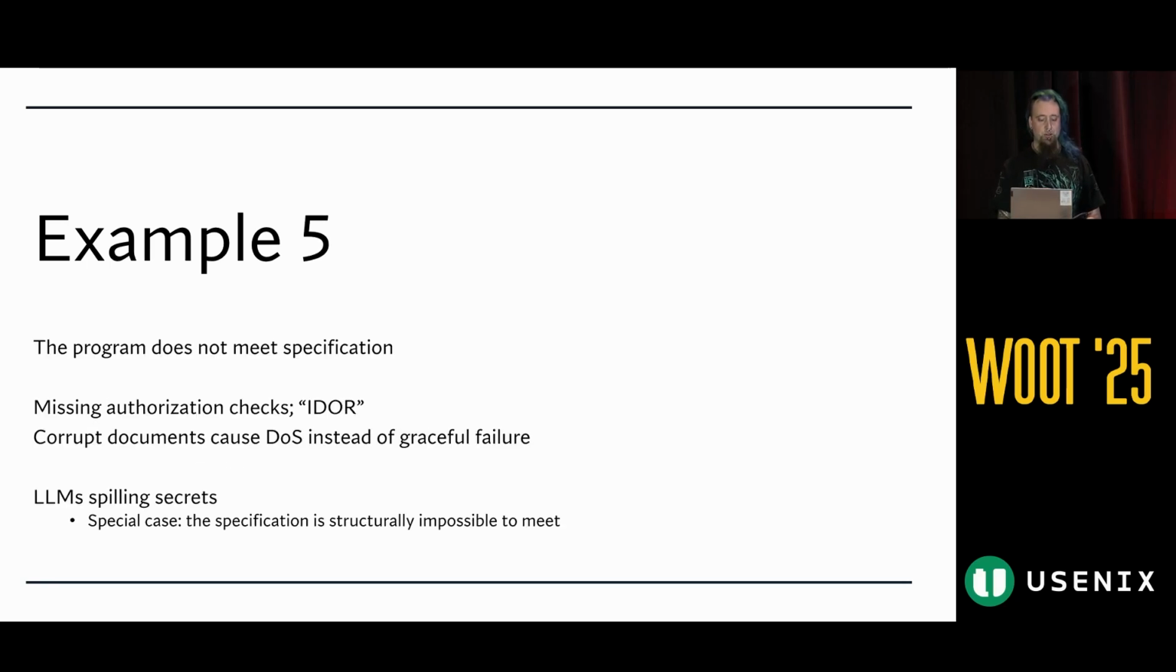So moving up the conceptual hierarchy with some examples of programs that don't meet the specification, we're getting now into sort of the human issues: missing authorization checks, so-called insecure direct object reference, corrupt documents that cause a denial of service attack instead of graceful failure, the packet of death that took out so many Open vSwitches so many years ago. Additionally, the only mention of AI in this that I'm going to make, LLMs spilling secrets. Special case, the specification is structurally impossible to meet. There exists no algorithm to assure that that does not happen.